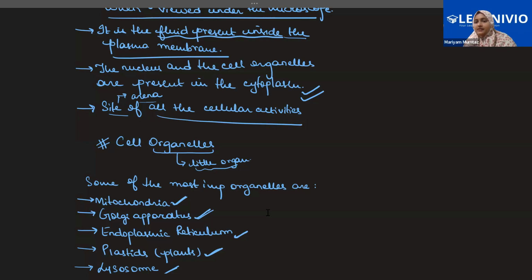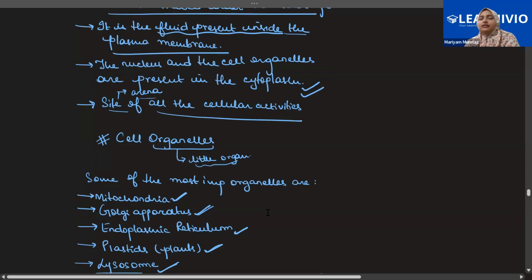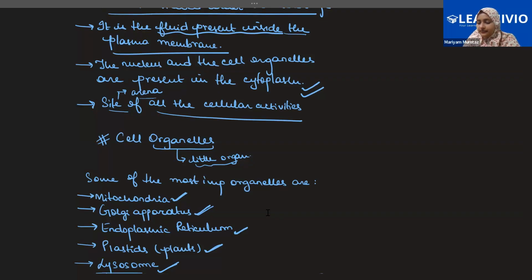The smooth endoplasmic reticulum detoxifies poisons. Exactly. Now we know that mitochondria synthesizes ATP, isn't it? Apart from synthesizing ATP, what does it do? Like mitochondria is the site of what kind of activity?